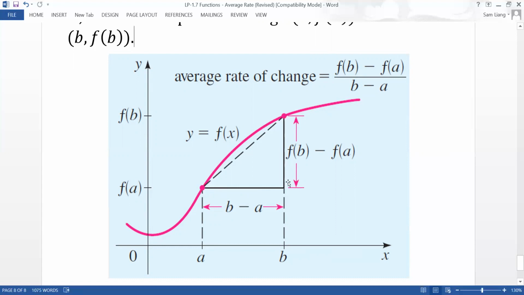It's change in y over change in x. So it's f of b minus f of a, right? This vertical distance divided by b minus a. Okay. All right. To copy this down, please pause the video here. Otherwise, I'll be moving on to the classwork.